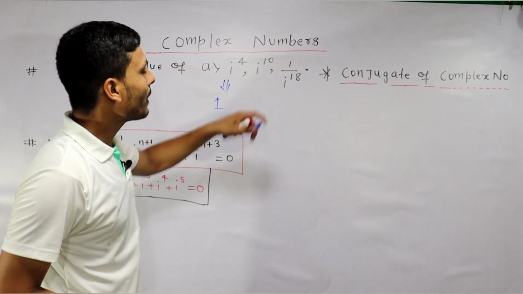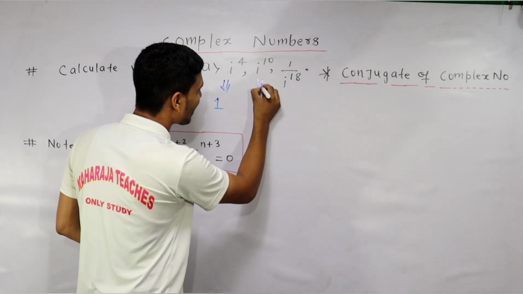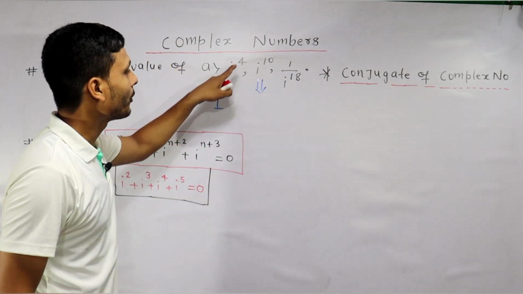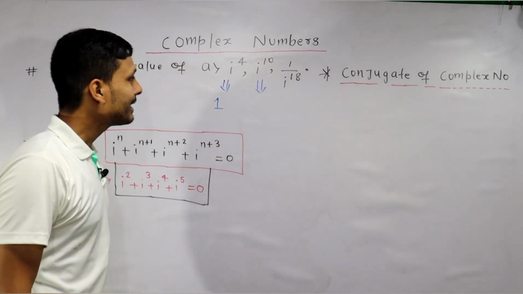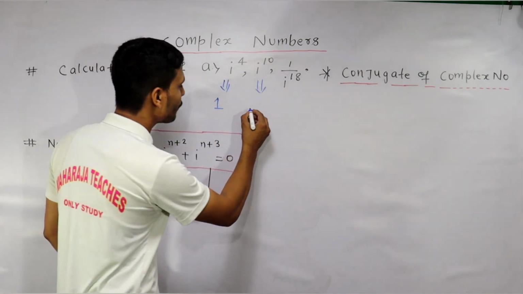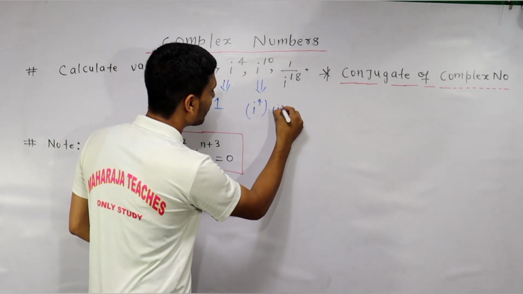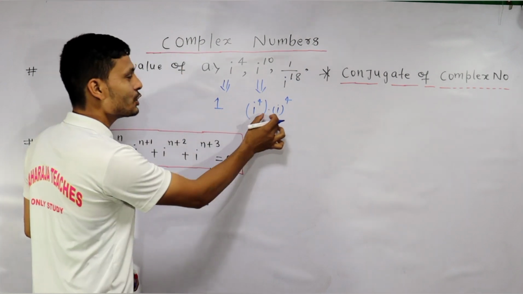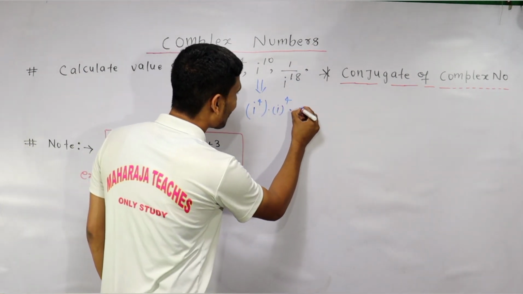The value of i to the power 10: we can break i to the power 10 into i to the power 4 times i to the power 4 times i to the power 2. That means i to the power 4 into i to the power 4, that is i to the power 8, into i to the power 2.